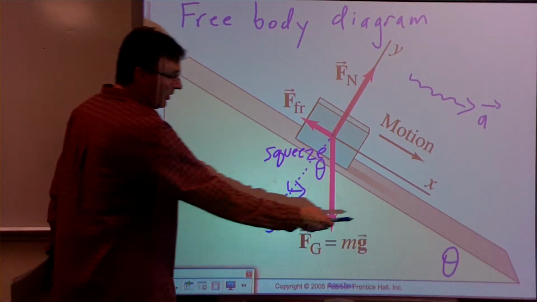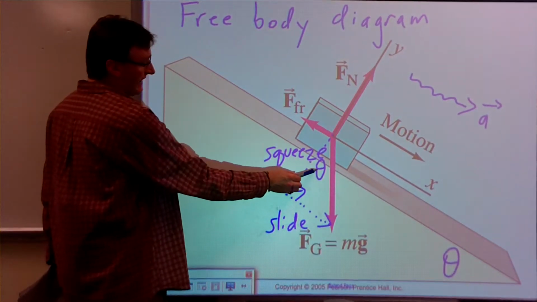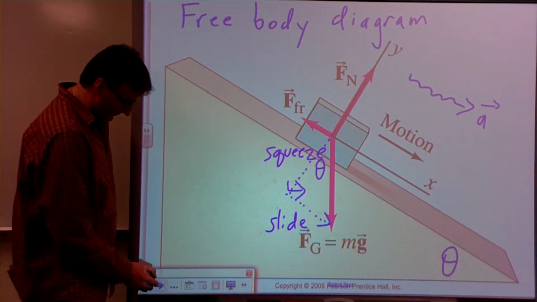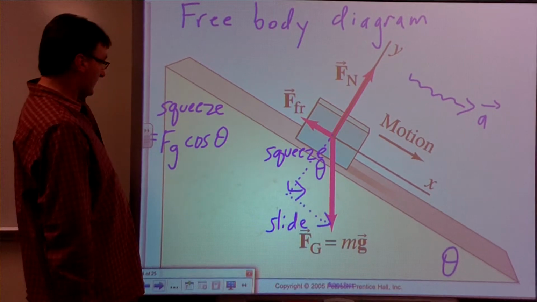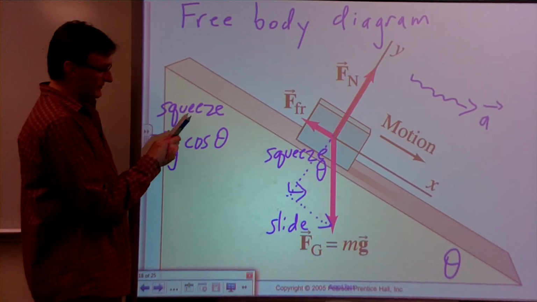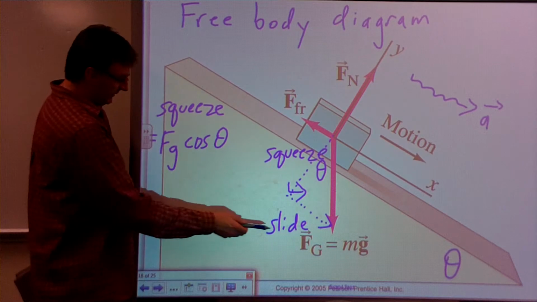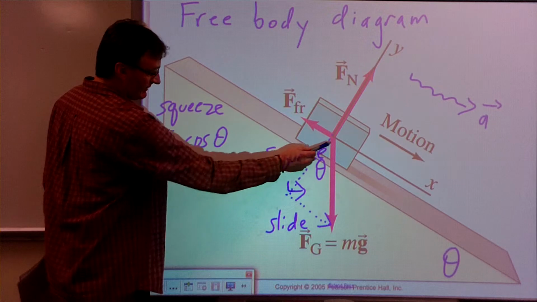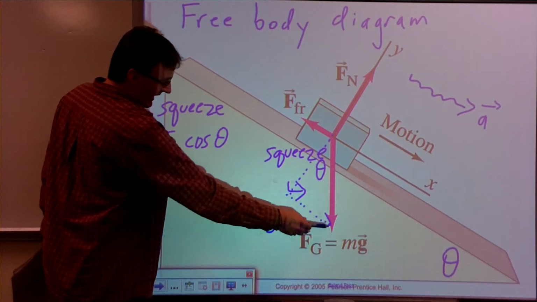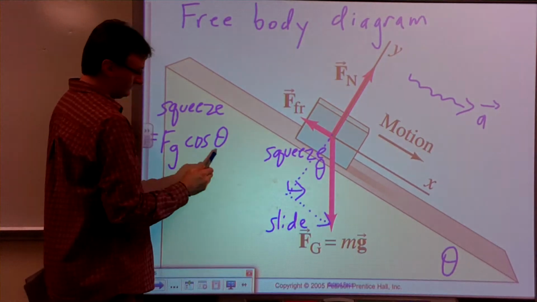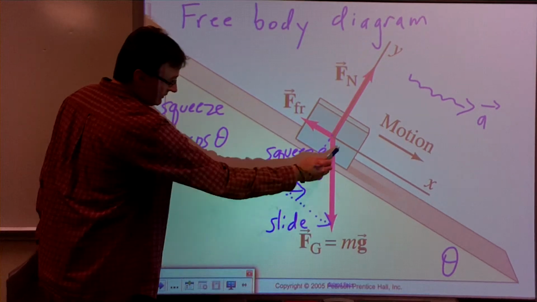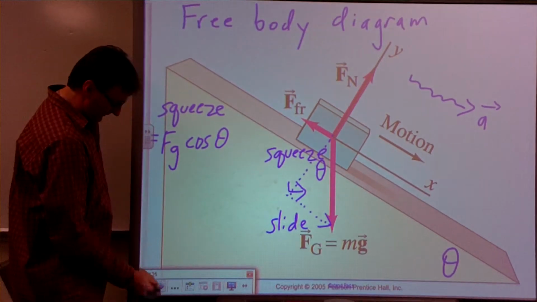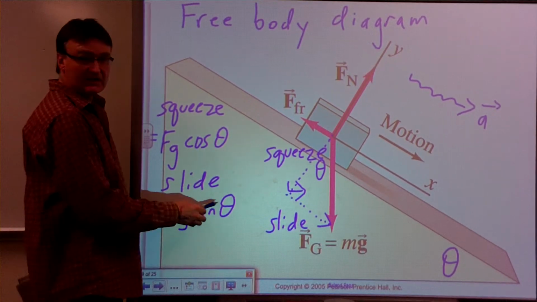So when we know the angle, this angle here, then this angle will be the same. Those two angles will be the same, and that's helpful in order to solve the problems. The squeeze force is going to equal the force of gravity times the cos of the angle theta. So this component here will be Fg cos theta. The slide force is going to be Fg sine theta, which we have right here.